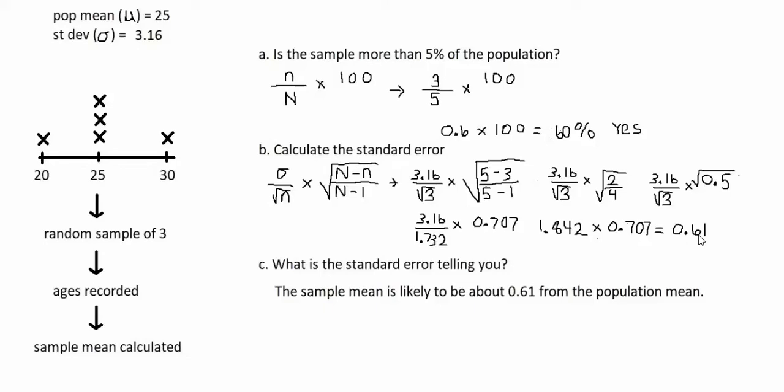And now let's interpret what the standard error is telling us about the situation over here. So it's telling us that the sample is likely to be about 0.61 off target. And more specifically, it's telling us that the sample mean is likely to be about 0.61 from the population mean. And we know that the population mean is 25 in this situation from right here. So we could also rephrase this and say the sample mean is likely to be about 0.61 away from 25.